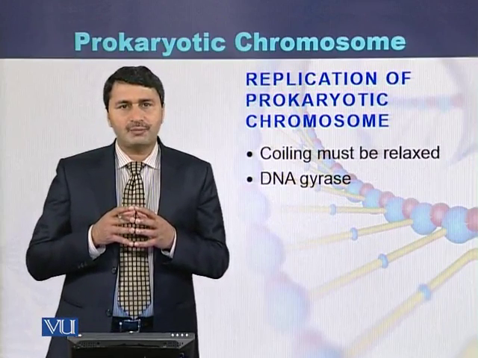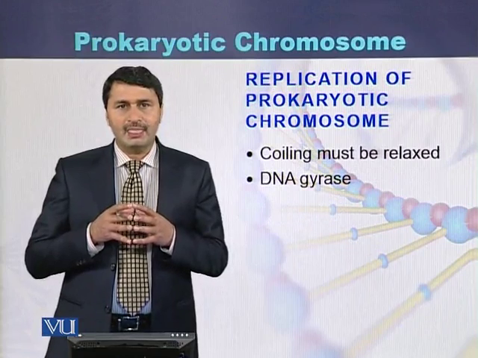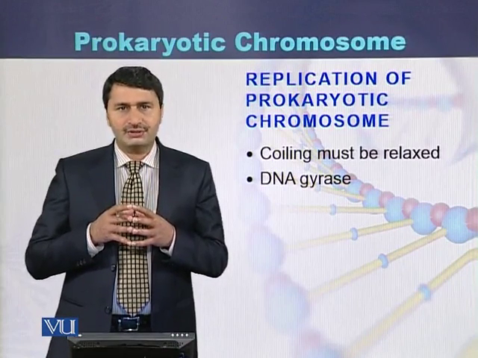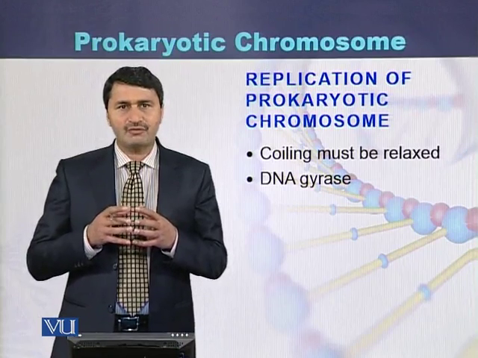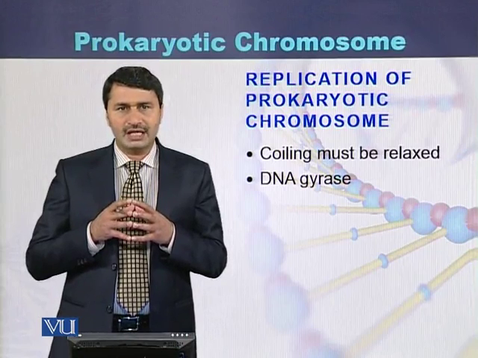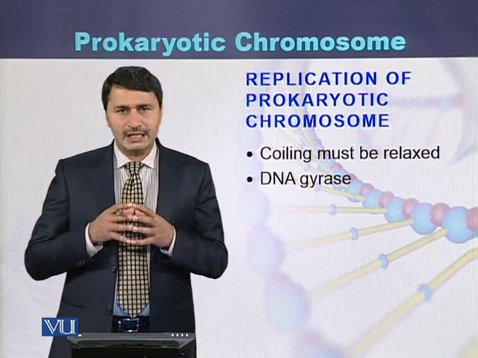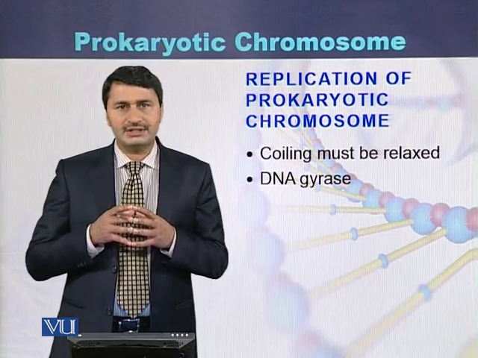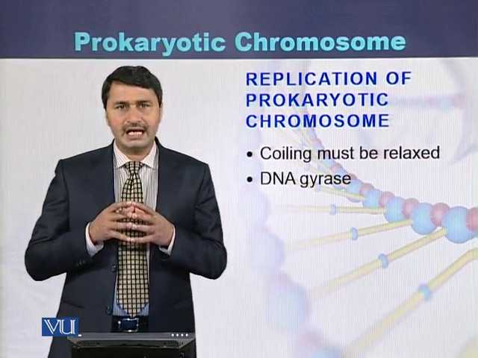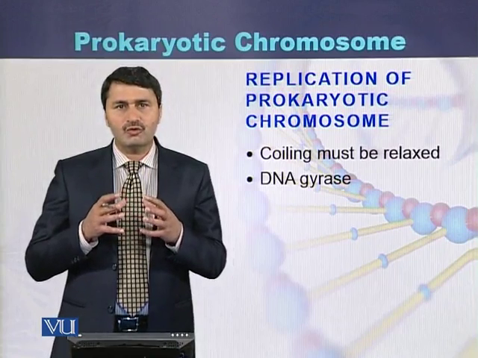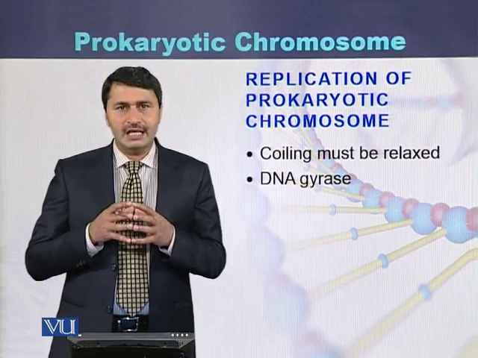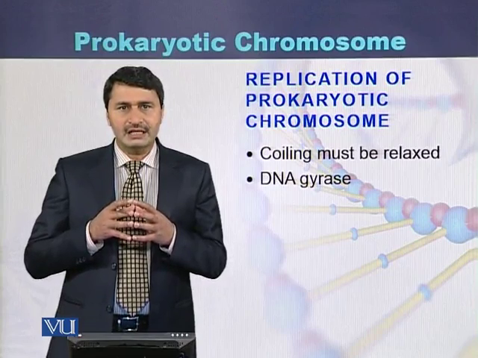Replication of the prokaryotic DNA. In the case of prokaryotic DNA, first the chromosome will have to relax. For relaxing the chromosome, there is an enzyme. The name of that enzyme is DNA gyrase. The function of the DNA gyrase is to remove the helix or the supercoiling which is present in the bacterial DNA.